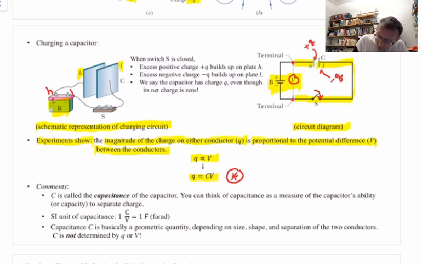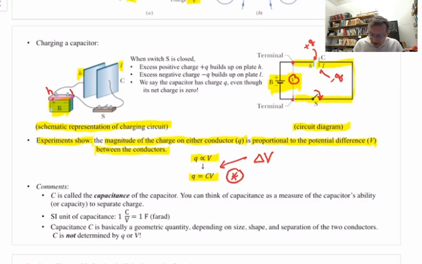I should mention, by the way, that the convention in this chapter is to use the symbol V, italic V, for the potential difference across the two plates of the capacitor. In Chapter 24, we would have denoted it delta V. It's a potential difference between the two conductors. But in this chapter, everybody just calls that potential difference V.